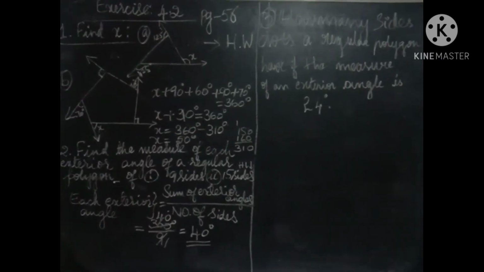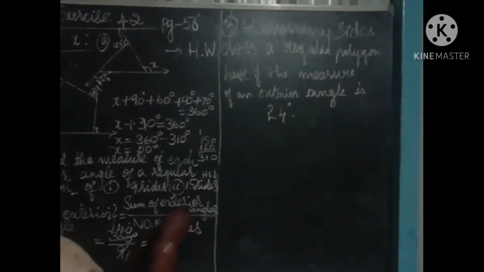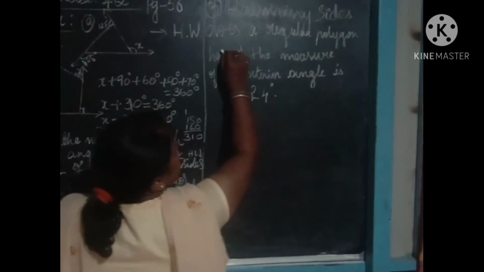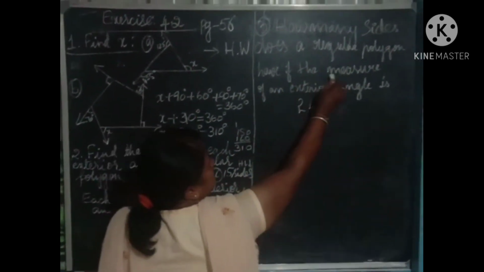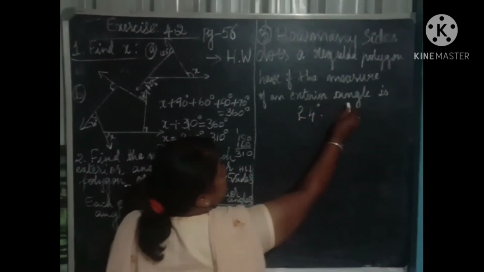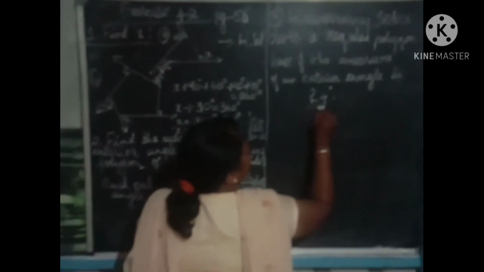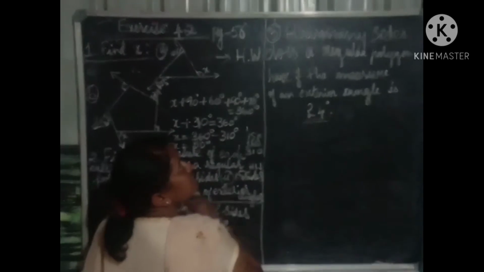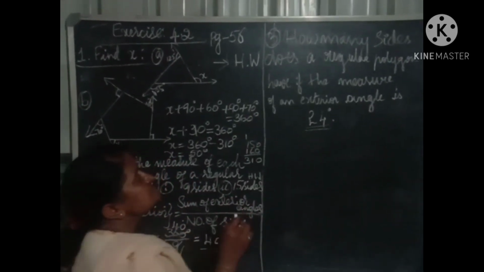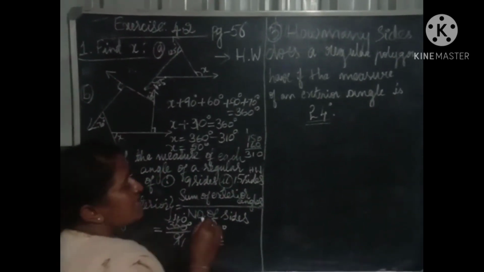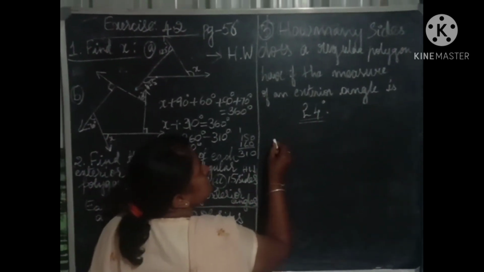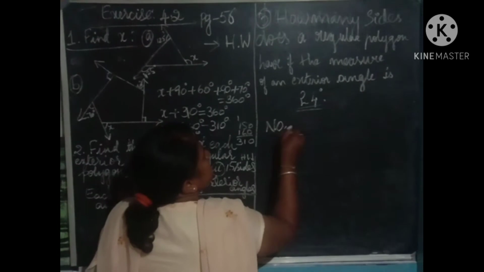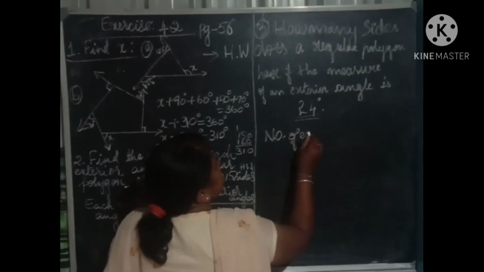Exercise 4.2, third problem. How many sides does a regular polygon have if the measure of an exterior angle is 24 degree? How many sides? That is the number of sides. I have already explained this in a worked example. Let us see, the number of sides is nothing but the number of exterior angles.